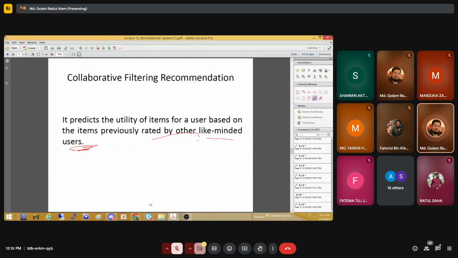Similar minded means likely minded users. So we need to find the likely minded users, that is, users with the same behavior or same mentality, and based on those users' ratings, we will try to predict your rating. Because those are similar minded people, if they like one thing, then it is highly likely that you also like that item. So that's the intention here.